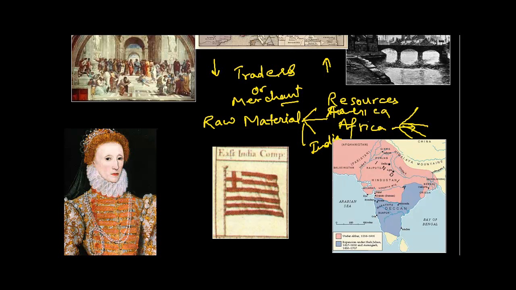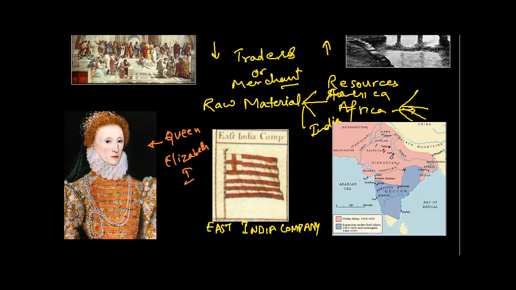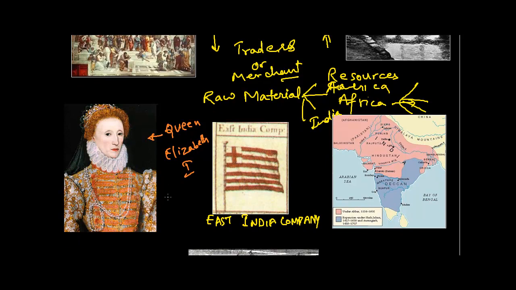At this particular time, this is the East India Company, the famous East India Company. Many of you might have heard about it. It was a very famous company of those times. And this lady in orange, the beautiful lady, is Queen Elizabeth I. She was the monarch of Britain, the Queen of Britain. And in those times, Europe was quite powerful. They had a strong hold over the globe.